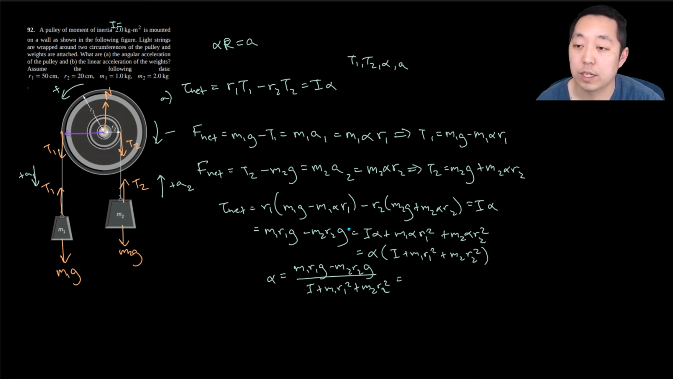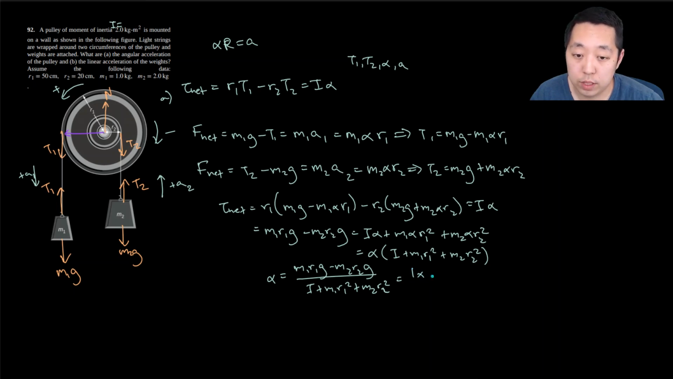And I know all of these values, right? So I can just compute them. M1 is 1, R1 is 50. And you can technically leave these in centimeters. You could put them in meters, but the units will actually all cancel. So R1 times 9.8 minus 2 times R2 times 9.8 divided by I, which is 2, plus M1 R1 squared, which is actually, I would put them all in meters. Let me just write it all out.